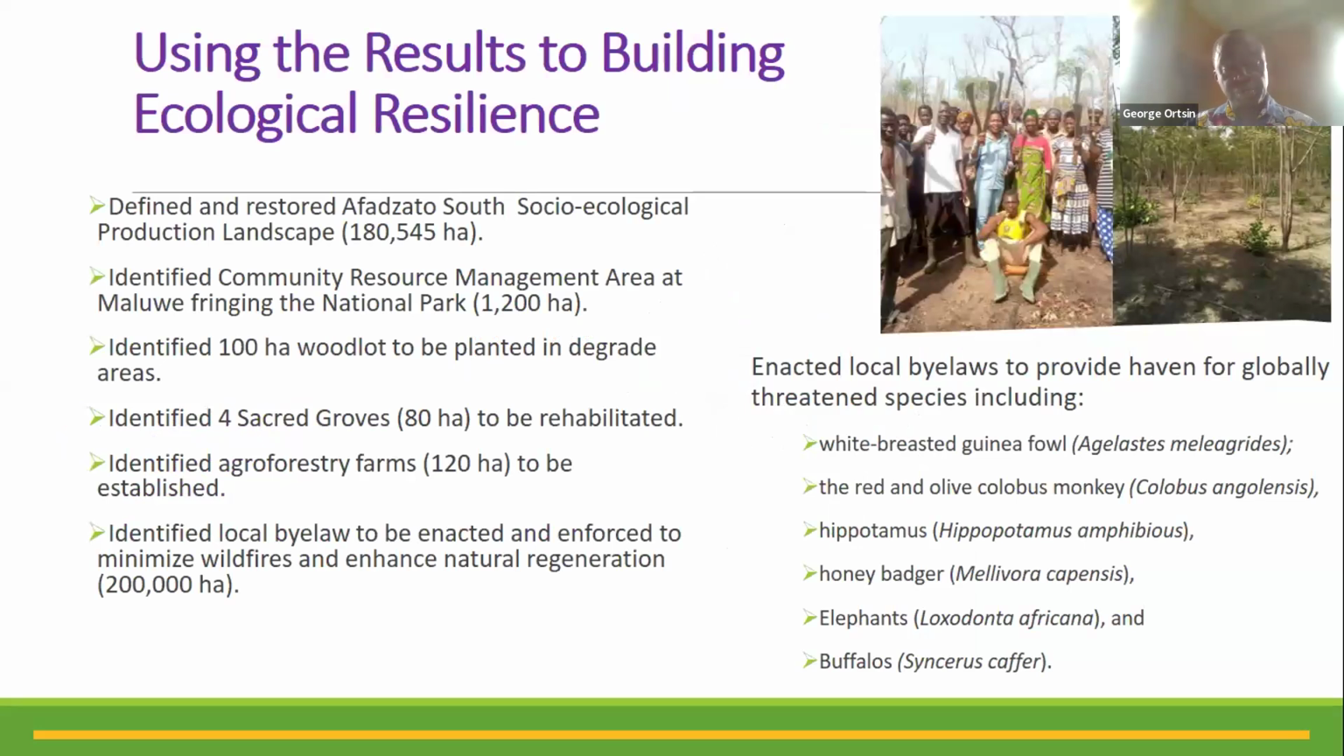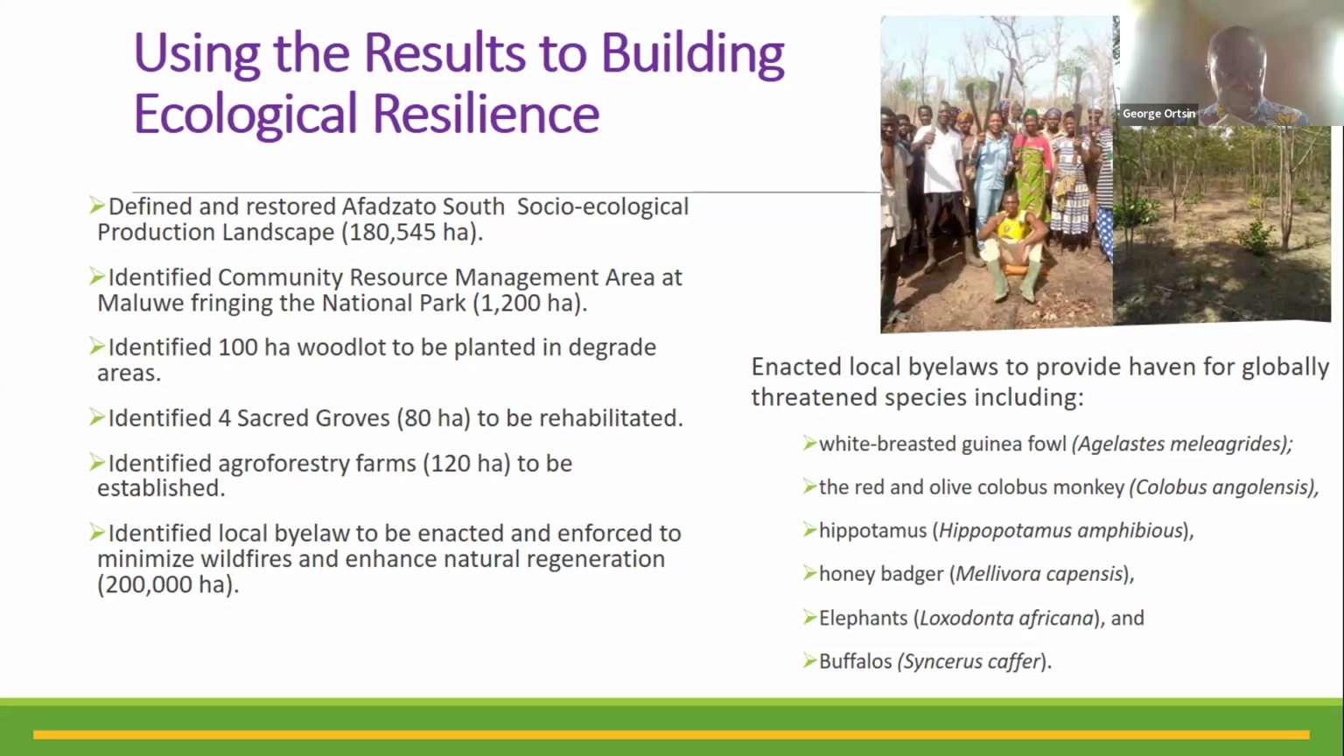So using those results, the meeting agreed that one, we need to define a specific area within the landscape for restoration. And that is where we came to 180,000 hectares. And then we identified 1,200 hectares of areas to be replanted, because this was very close to the national park. So it was believed that if we put it on the community management system, it will benefit the community as well.